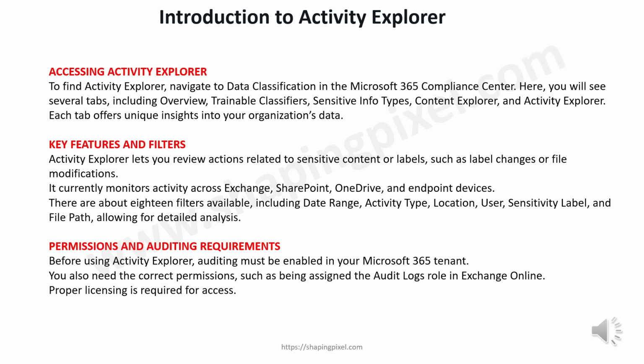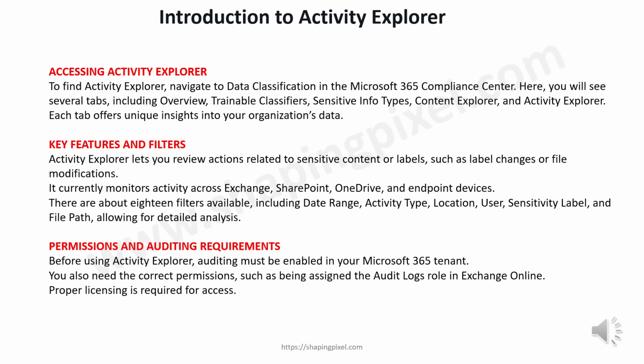Activity Explorer lets you review actions related to sensitive content or labels, such as label changes or file modifications. It currently monitors activity across Exchange, SharePoint, OneDrive, and Endpoint devices. There are about 18 filters available, including date range, activity type, location, user, sensitivity label, and file path, allowing for detailed analysis.